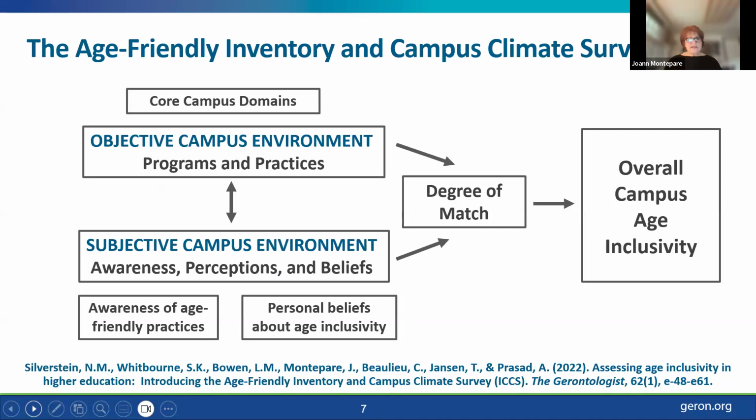So the ICCS is based on a social ecological model. And this model argues that environments can be evaluated with respect to core domains, such as their organizational structures, their social resources, their physical characteristics, and individuals within those environments. The model also argues that the quality of an individual's adaptation to an environment reflects not only the presence of practices and programs within the different domains, but also the degree of congruence, or what we refer to as match, between the actual or objective components and the expected or subjective domains of the environment.